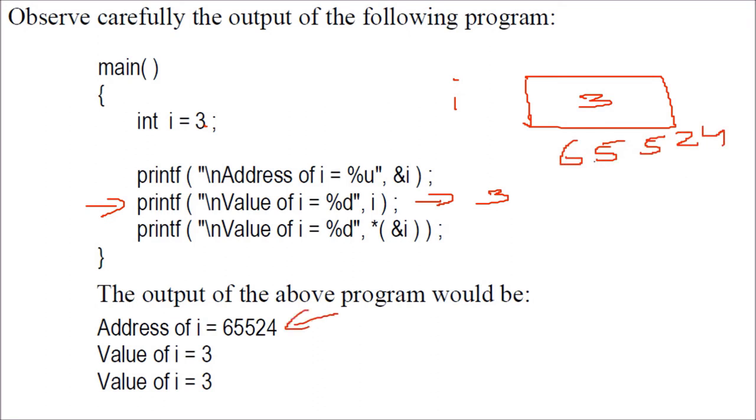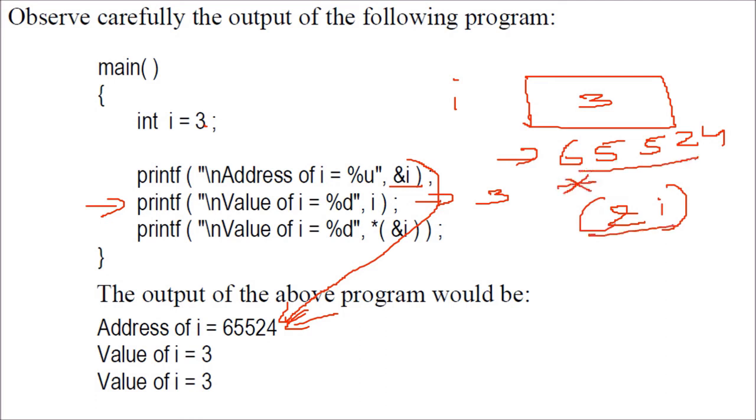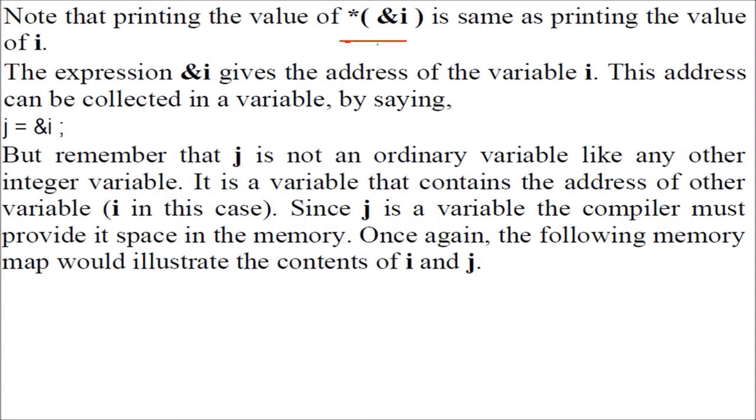It will be anything. But let us take for this example 65524. When you print the address of i, it will be this. So this will be printed. But when you say the value at this address, what is the value at this address? It is 3. So 3 will be printed. This is the value at this address.